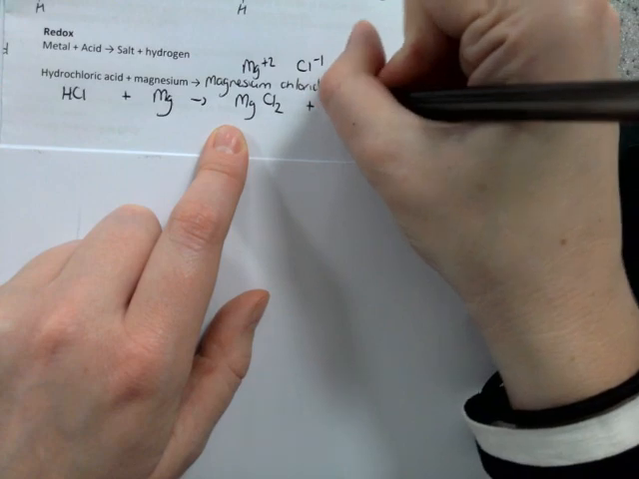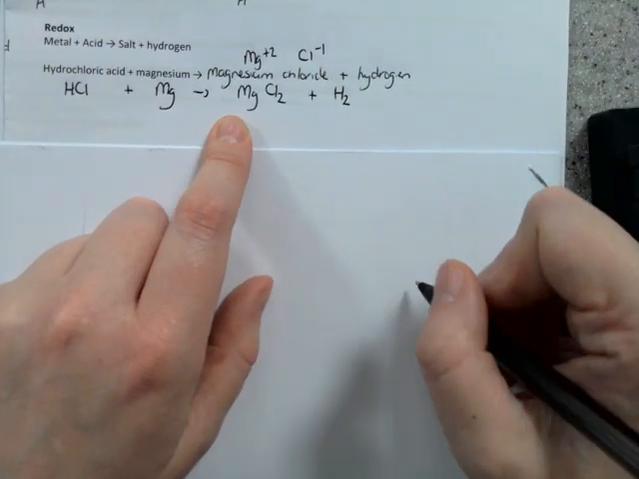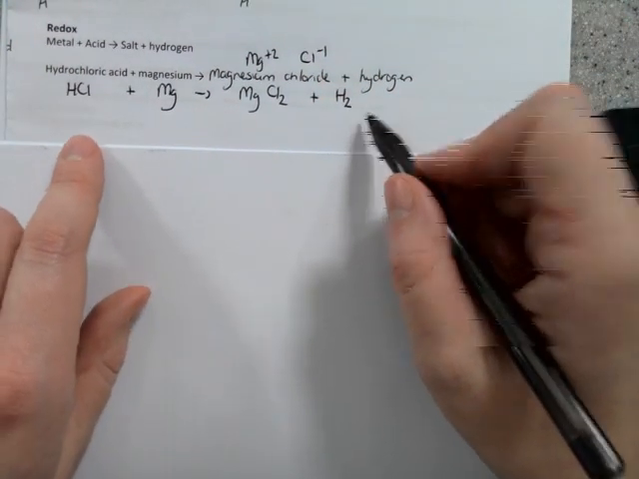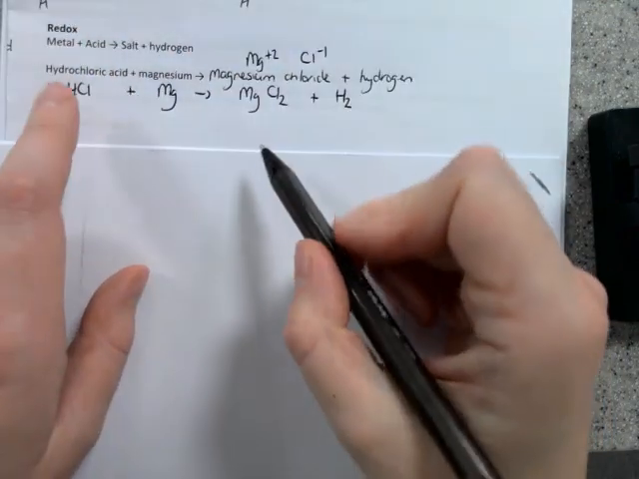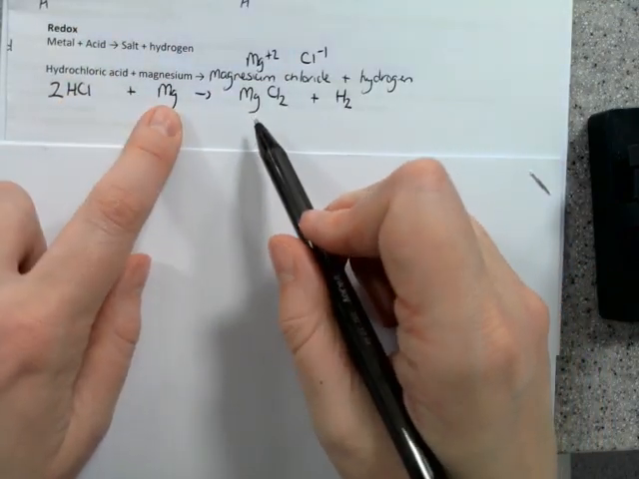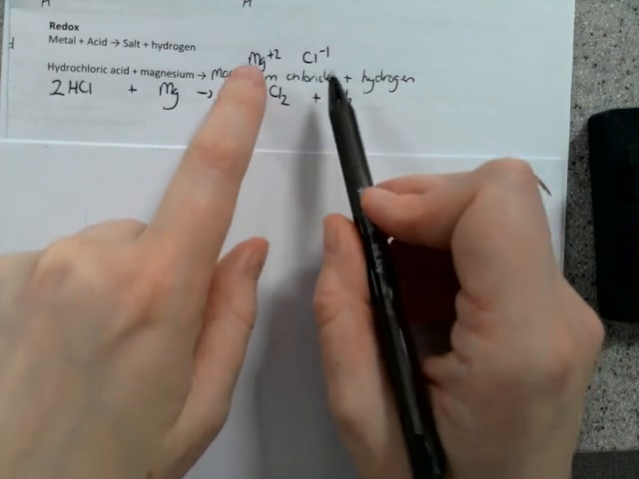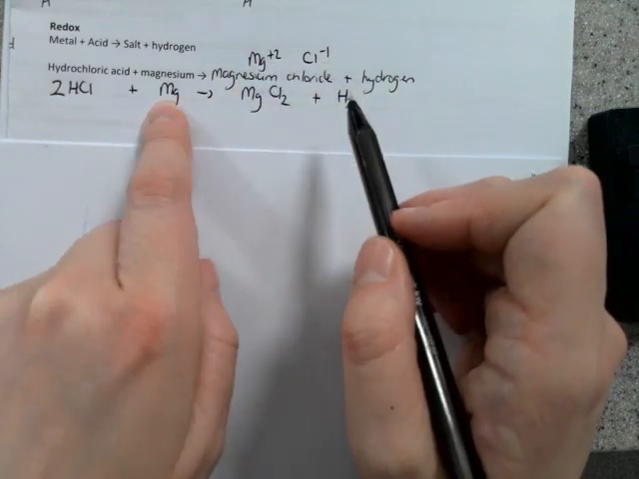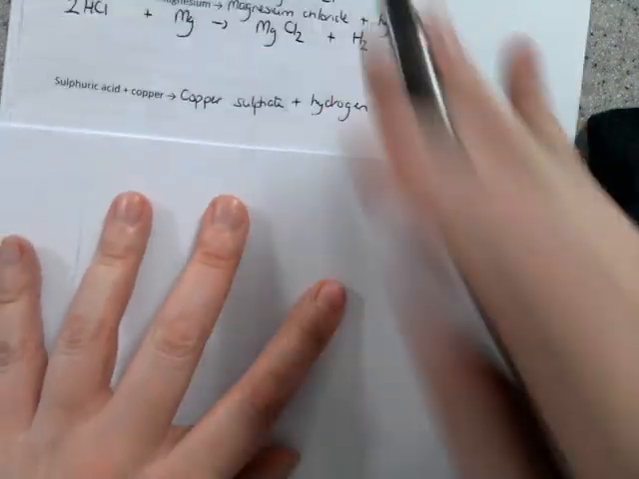Hydrogen's an element, it's diatomic, I get H2. To balance 2 hydrogens on the right, I need 2 on the left. That gives me 2 chlorines, 1 magnesium and 1 magnesium. Again, notice I'm using my charges to work things out, but I don't have charges in my full equation.